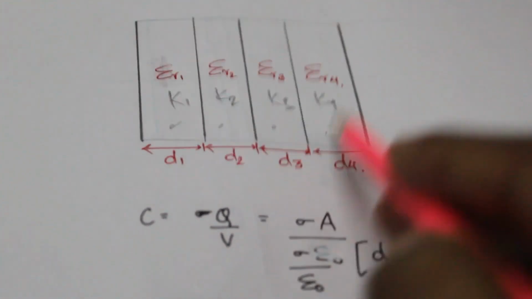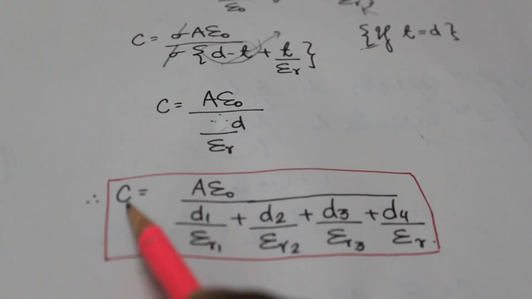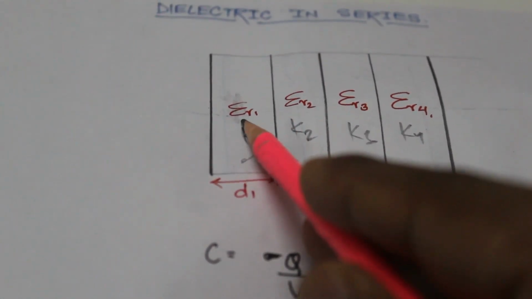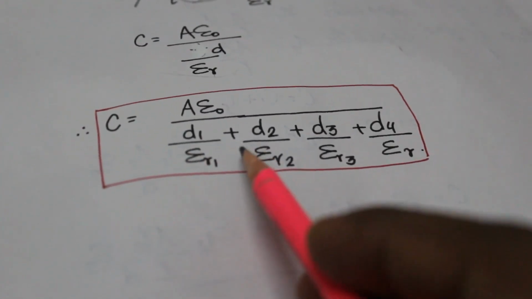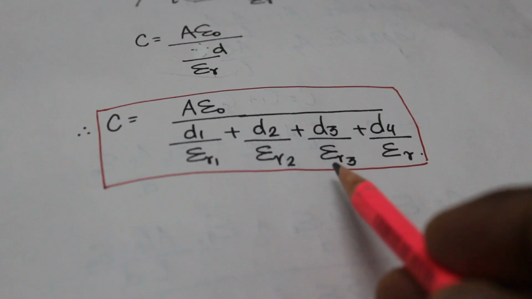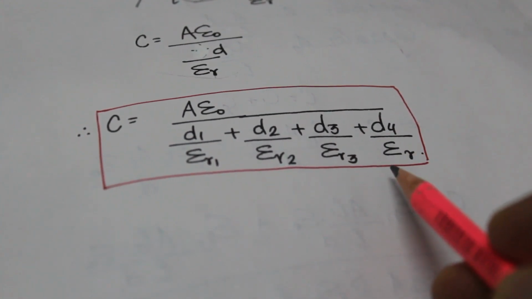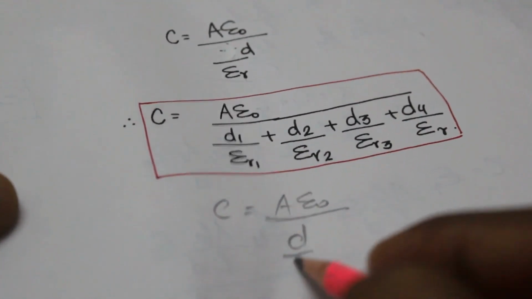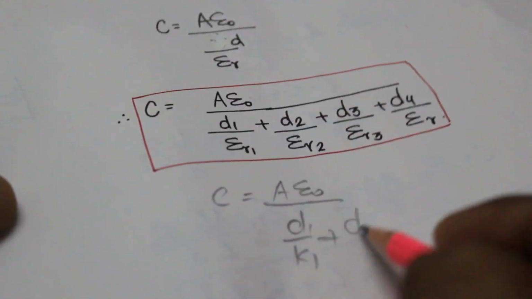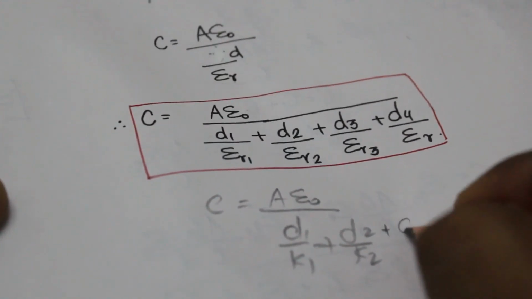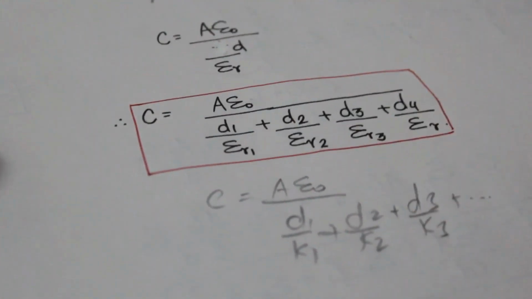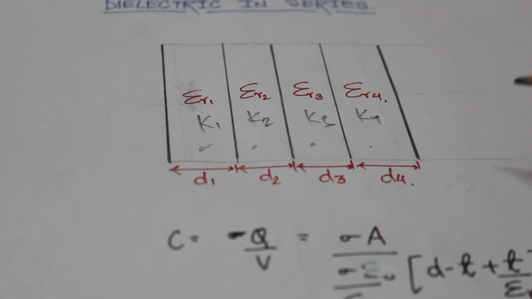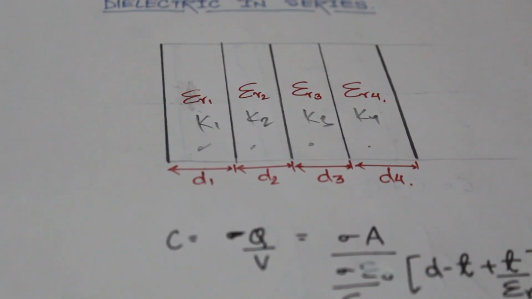Now we'll use this concept and find the capacitance by simply adding up the contribution due to each dielectric. So what we'll write is C is equal to A epsilon naught upon, first thickness is d1 upon epsilon R1, plus d2 upon epsilon R2, plus d3 upon epsilon R3, plus d4 upon epsilon R4. You can write this as A epsilon naught upon d1 by K1 plus d2 by K2 plus d3 by K3 and so on. So using this formula you can find the capacitance if more than one dielectric slab has been introduced in the parallel plate capacitor.